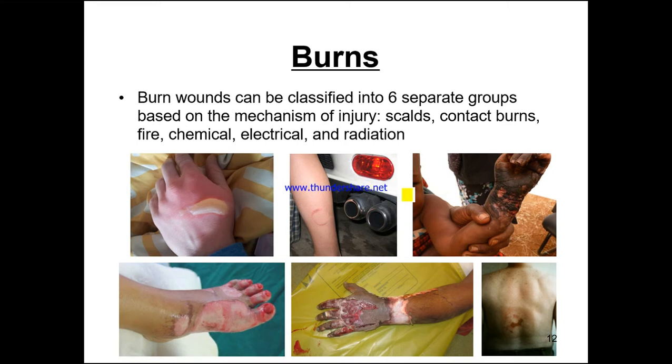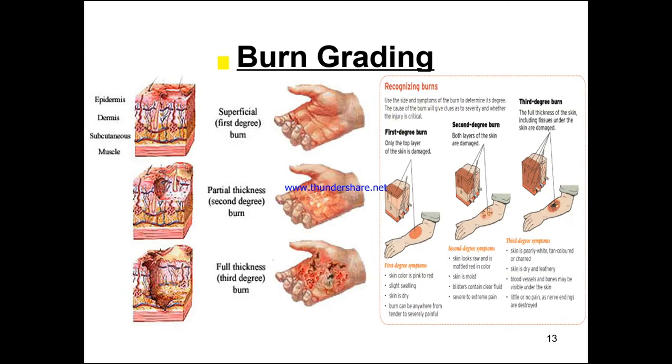So one of the things that we're going to talk about when it comes to the integumentary system is burns and classifications of burns. Burn wounds can be classified into 6 separate groups based on the mechanism of injury: scalds, contact burns, fire, chemical, electrical, and radiation. We have something called burn grading, which is to do with how much the burn has gone through the tissue. So we have a first degree, a second degree, and a third degree.